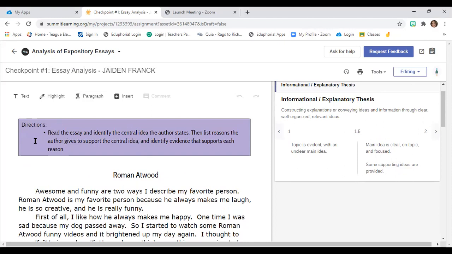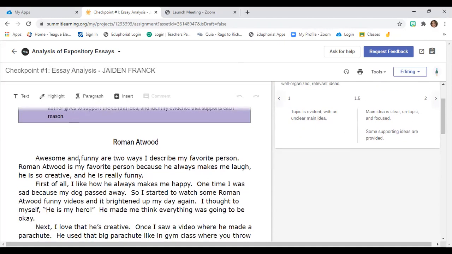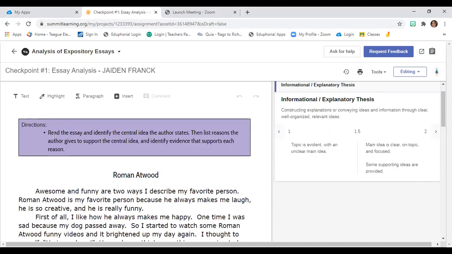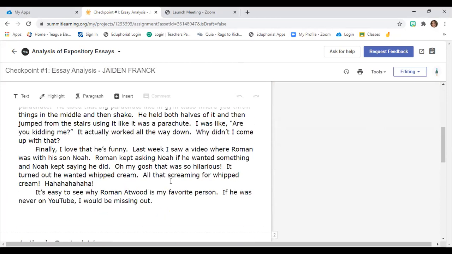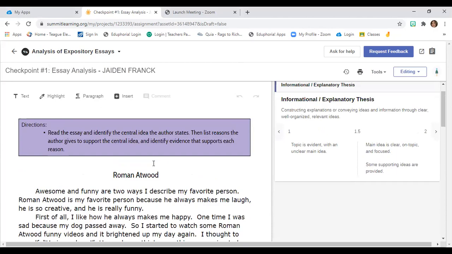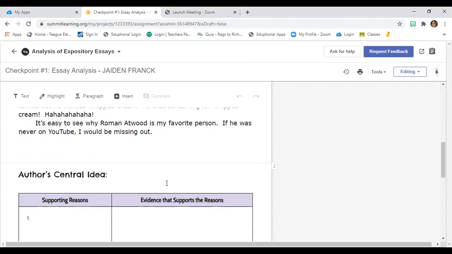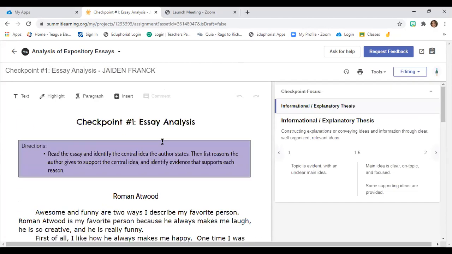So I'm going to read the instructions for you, what exactly you need to be doing to complete checkpoint number 1. It says, read the essay. So you're going to read the entire document completely. That means the 5 paragraphs all the way down, okay? Then after you're done reading it, you will identify, meaning find, locate the central idea the author states.